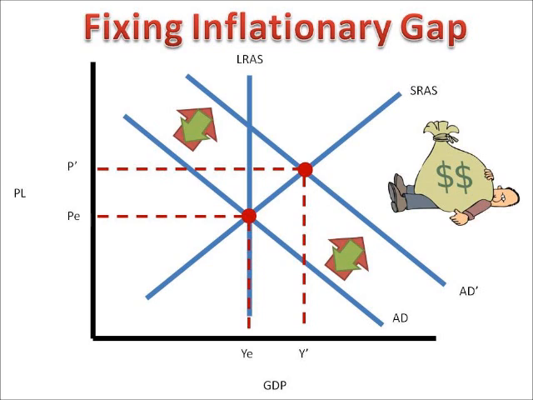Anyway, fixing the inflationary gap. This is done primarily by doing the opposite of fixing the recessionary gap, which means increasing interest rates, increasing reserve requirements, and reducing the money supply.